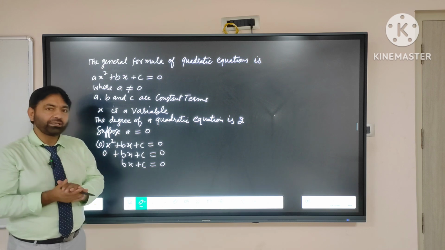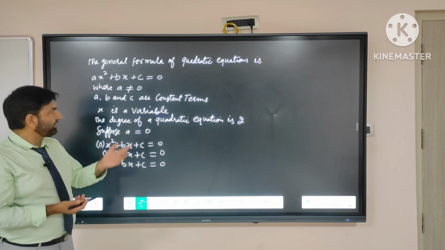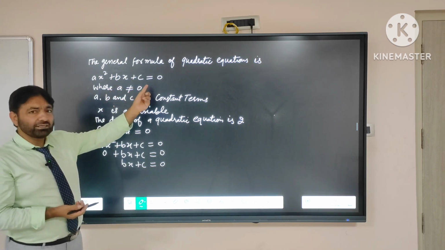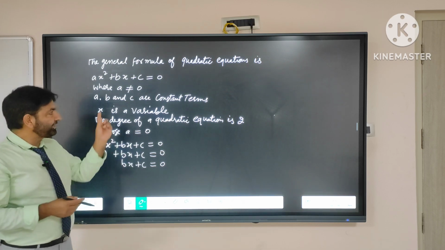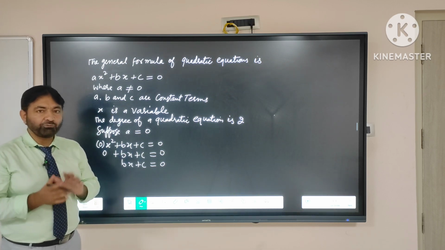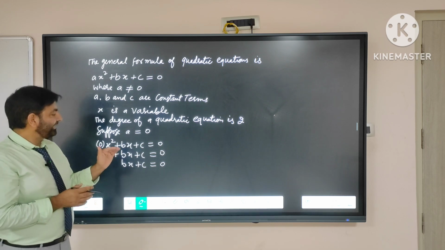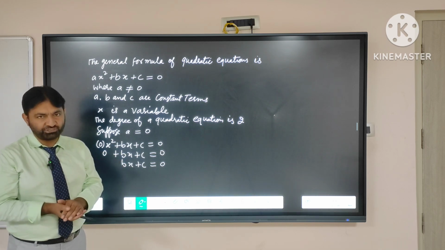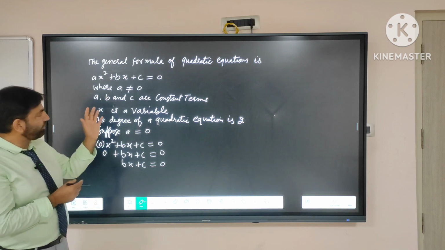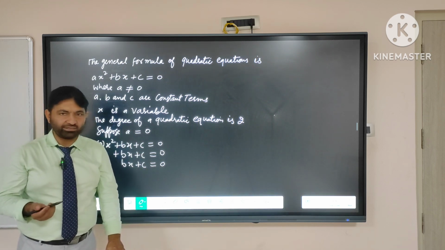So a can be any nonzero real number. b and c can be 0, so no problem. But a should be not equal to 0. If we put it 0, then it will not be a quadratic equation, it will reduce to a linear equation. So this is how a quadratic equation is represented.